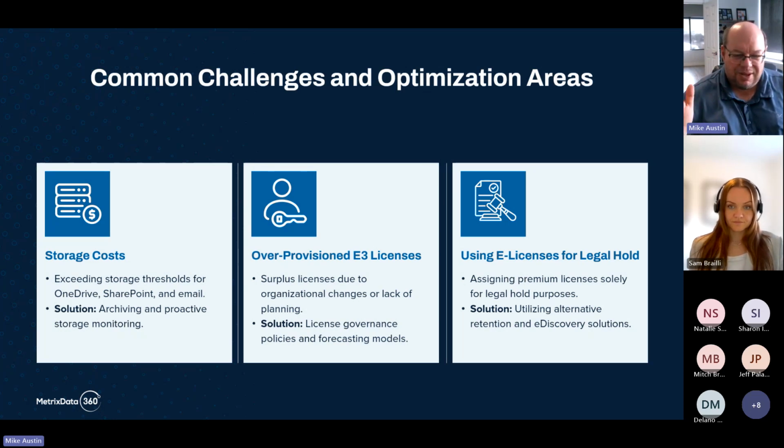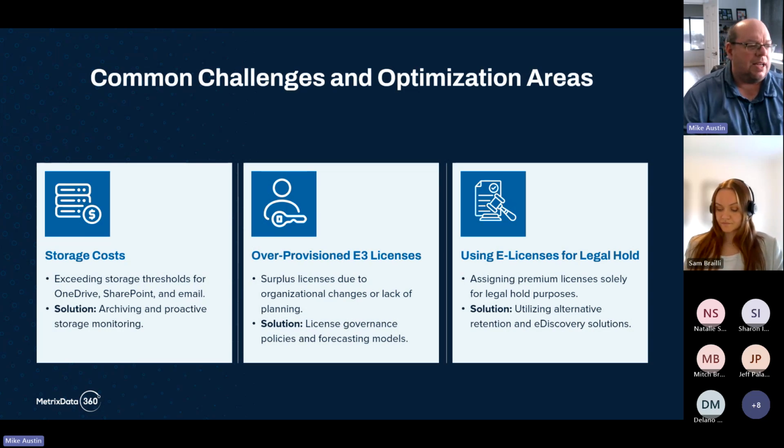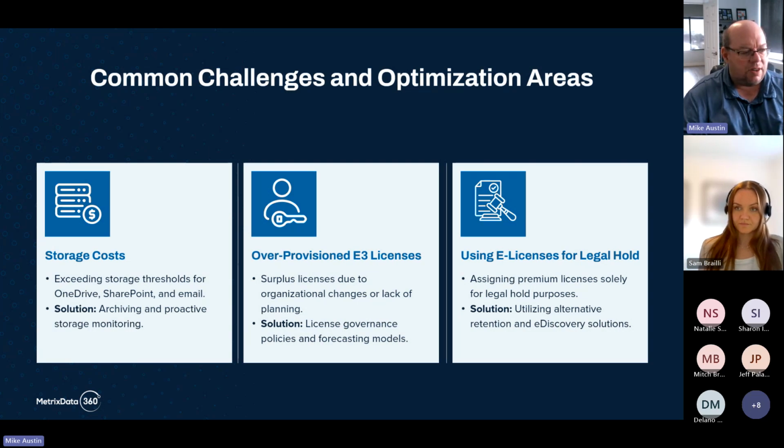I put E3 licenses here, but this could be E5 licenses. But this one is something organizations tend to do that just costs them money, right? A lot of organizations like to have a buffer. So in other words, if I have 10,000 employees, I don't want to just have 10,000 E3s. I need a buffer because if we have to onboard new employees, I don't want to go through the process of requesting the licenses and doing the reservations and all of those sorts of things. Well, if you're running a 5 to 10% buffer, that can be hundreds of thousands of dollars for large organizations. Even for smaller organizations, it can be tens of thousands of dollars, right?